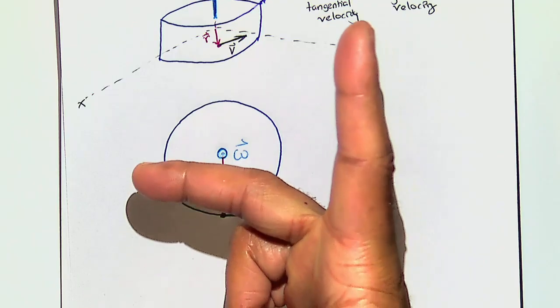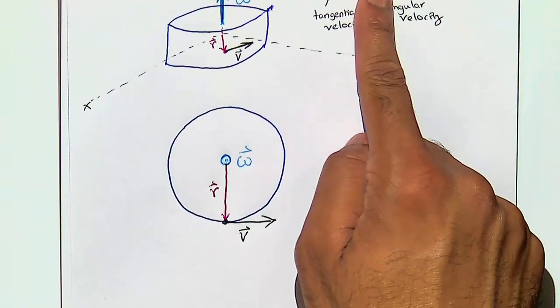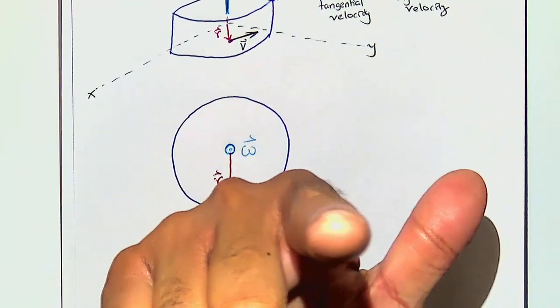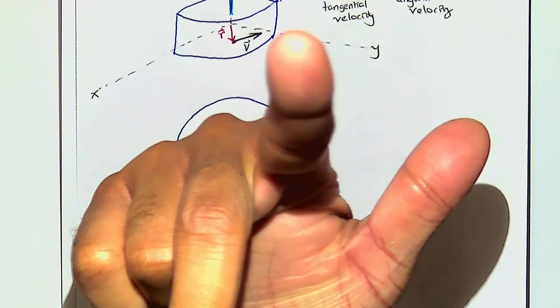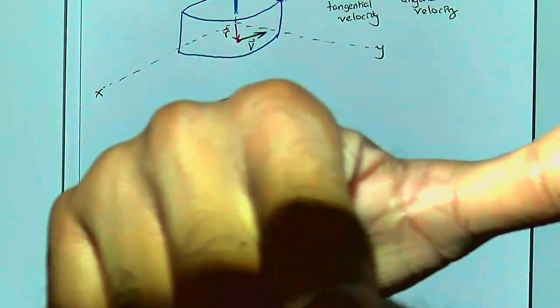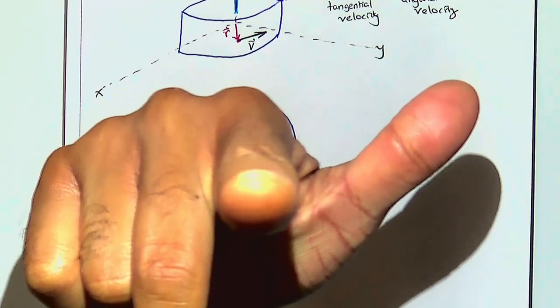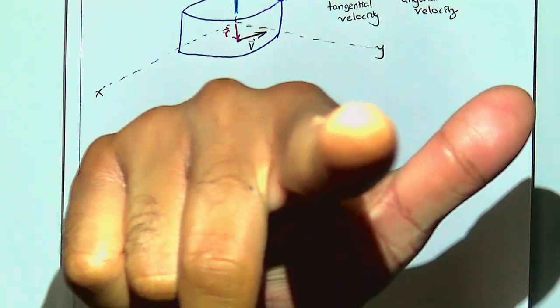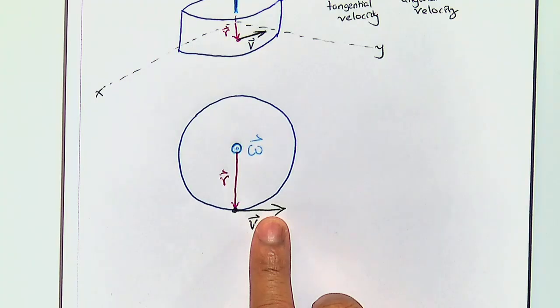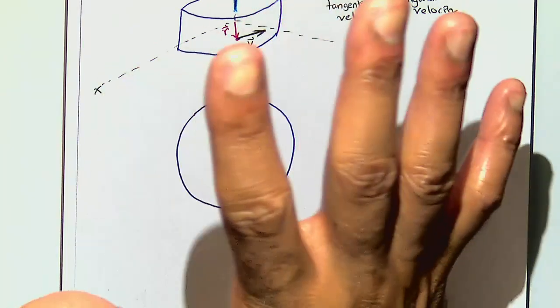I can do the other method too, the fixed finger method. I start with the index finger along omega, pointing that way. My middle finger has to be in the direction of r, so it's a little hard to orient my hand here, but it's kind of like that. So my index finger is along omega, my middle finger is coming downward towards r, and my thumb still points to the right, which is the direction of the velocity. So yeah, it has to be your right hand.